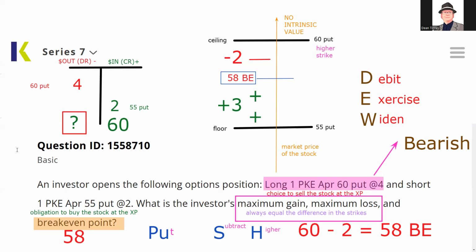The larger premium dominates. By the way, even if it was missing the premiums, we should know that higher strike puts have greater premiums, and so that would be the dominant leg. In other words, we could do it without the premiums. Missing premiums, I think, is one of the tougher questions on your exam.